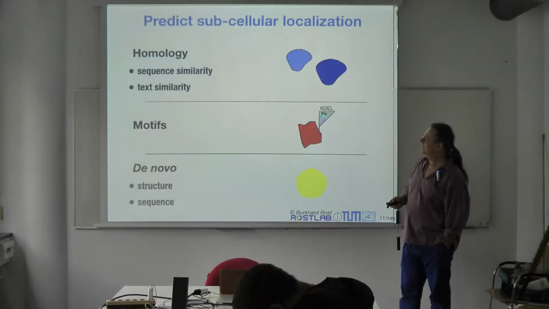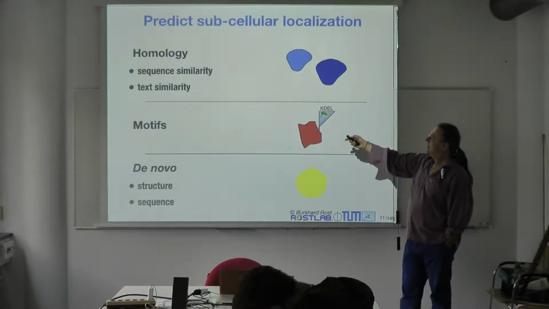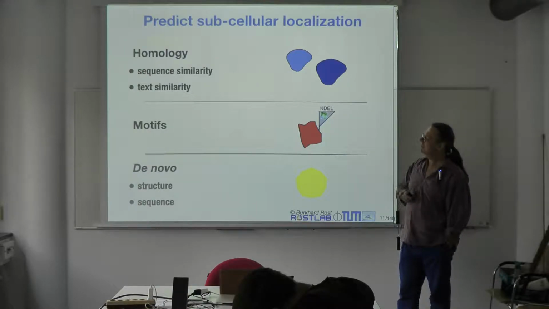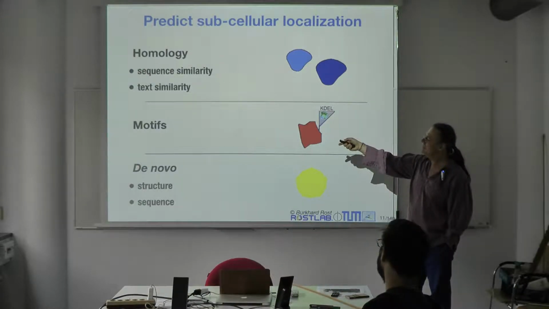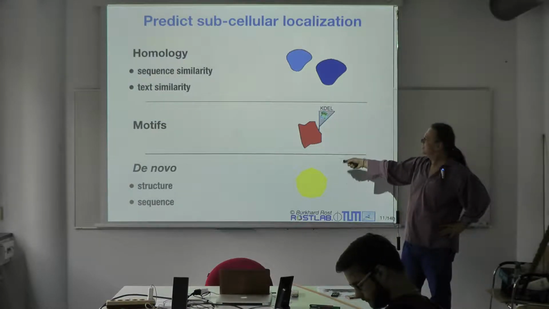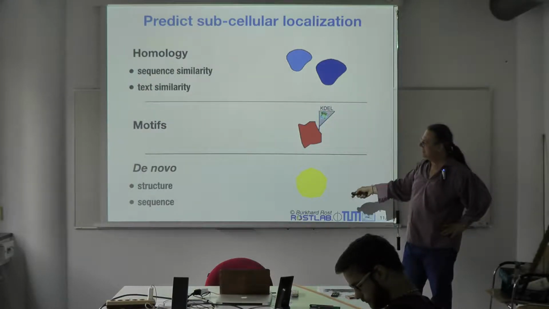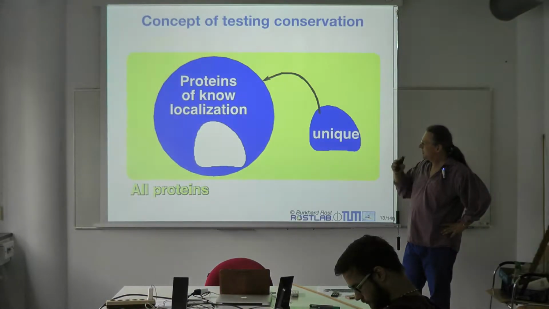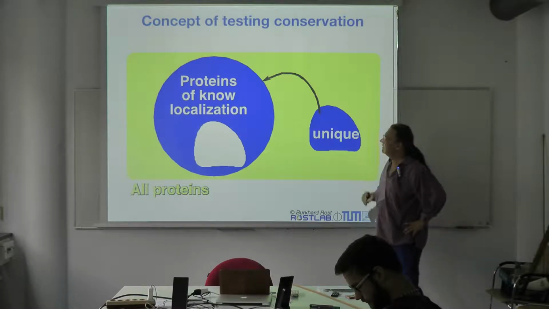That's a very important point. Now, this is exactly this point: if I infer by sequence similarity and I remove everything that is sequence similar, it never works. Text similarity we will talk about, motifs we will talk about, and structure and sequence-based de novo we will talk about. So the first is the homology, and this is exactly this point.